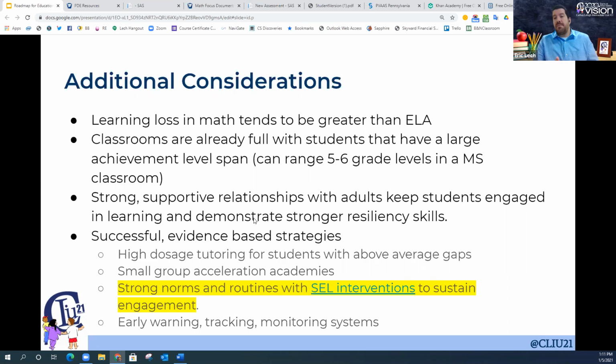Make sure that we are keeping data at the forefront. As much as we know that we don't want to overtest students, we still need to know if something is going wrong or something is changing dramatically for them. So we want to make sure that we have those systems in place that we can identify that quickly and easily for our students.